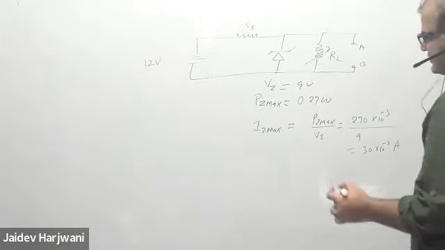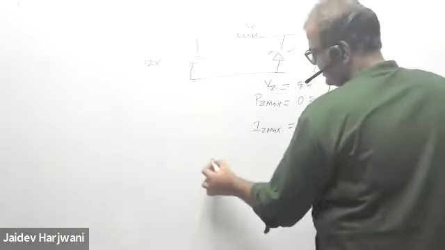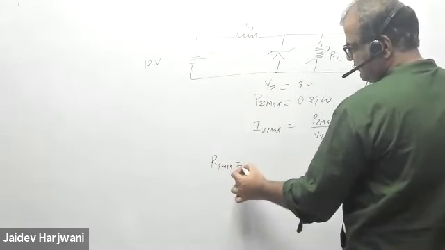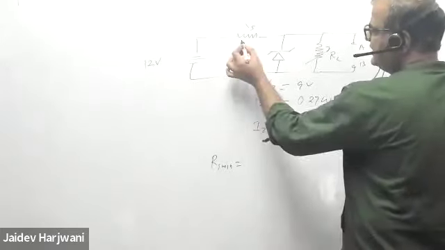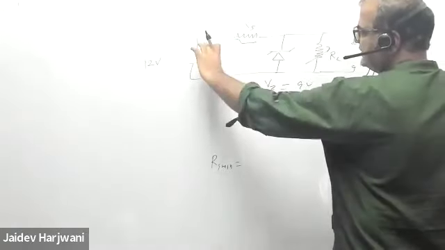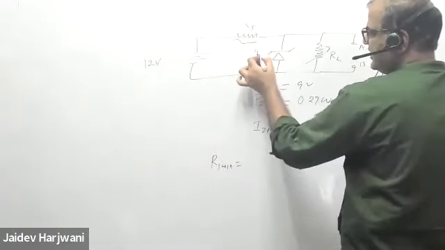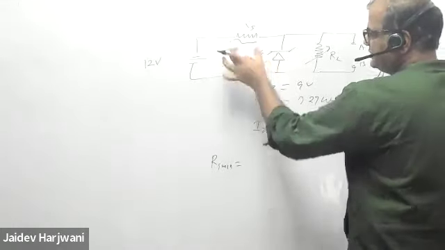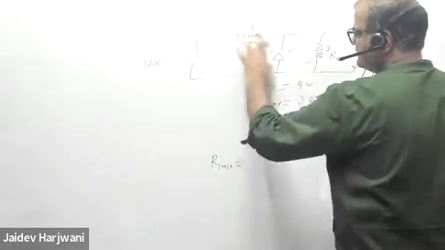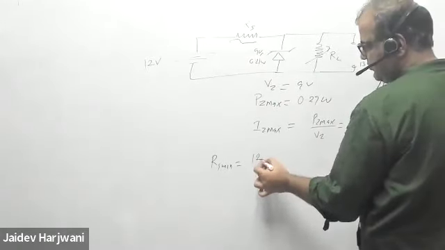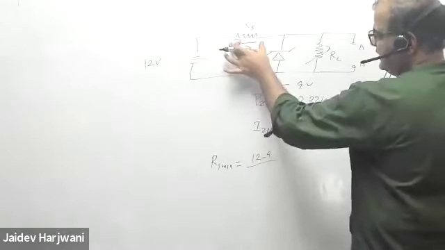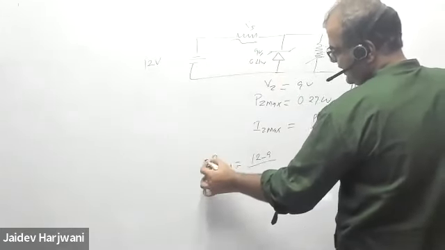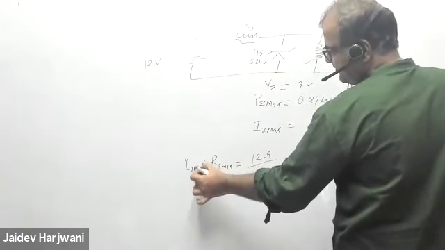Now what is the minimum resistance? Minimum series resistance RS minimum will be voltage here. Voltage here will be this minus this, 9 volt and 0.777 watt. So voltage here will be this voltage minus this voltage, 12 minus 9, and here voltage is IR. I am putting RS minimum and I am putting IZ max.